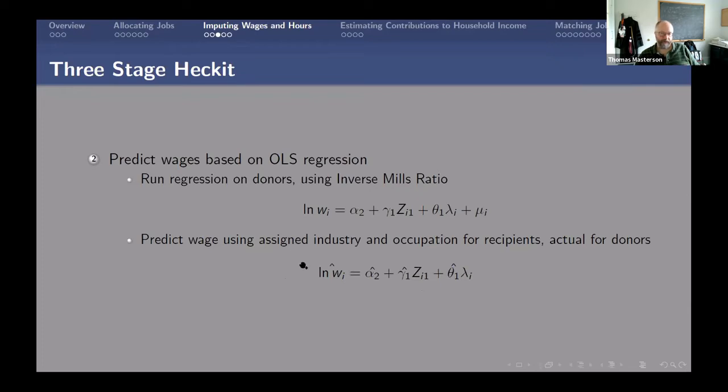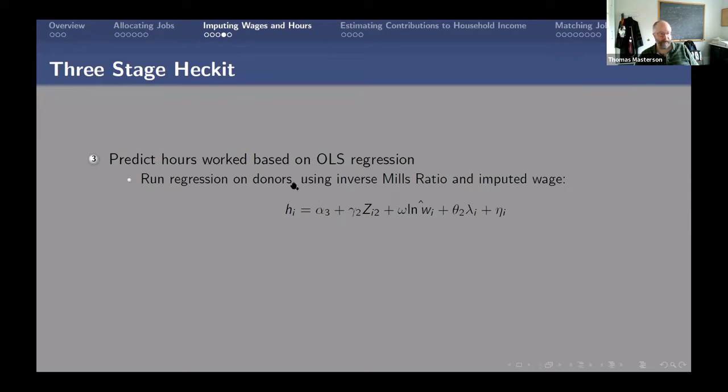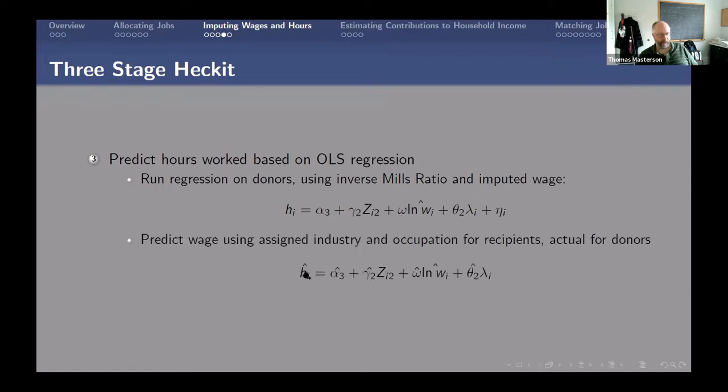Because we don't just want to figure out wages, we also want to figure out hours, right? So we predict hours based on the OLS regression. We use the imputed wage that we just created and the inverse Mills ratio. So we have a second set of characteristics. Maybe they're the same as the first, maybe not. Most likely they're going to be the same. But we also include the imputed wage, which we're implicitly assuming goes into the decision about hours between the employer and the employee, and the correction for sample selection. And then we predict the wage.